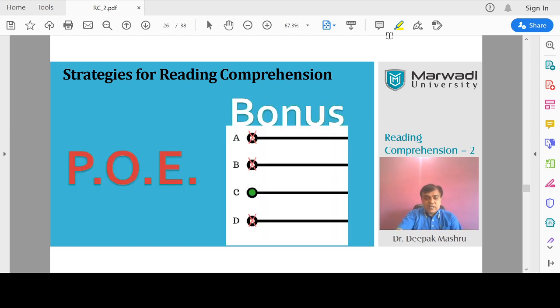Now, this is a bonus because there will be mostly MCQ based questions. When we have MCQ based questions, there are four options and we need to select one. So how to do that? Sometimes we get confused about whether to go for B or D, whether to go for C or A. So how to go for it? I have brought one bonus strategy for you.